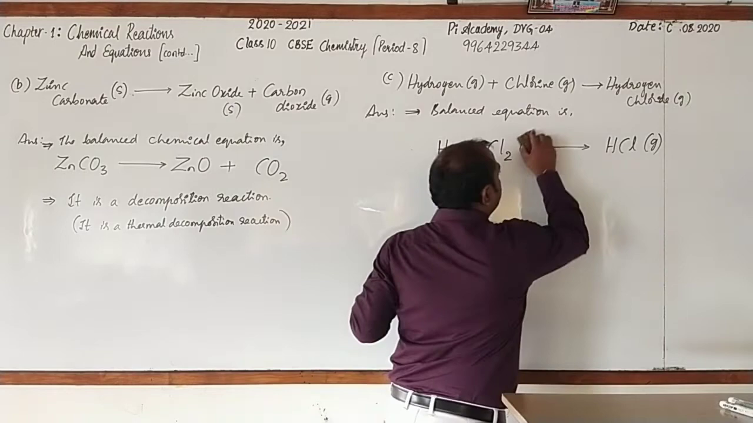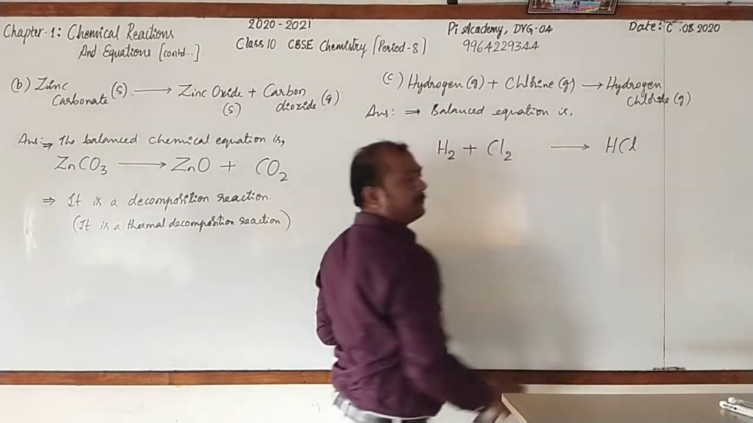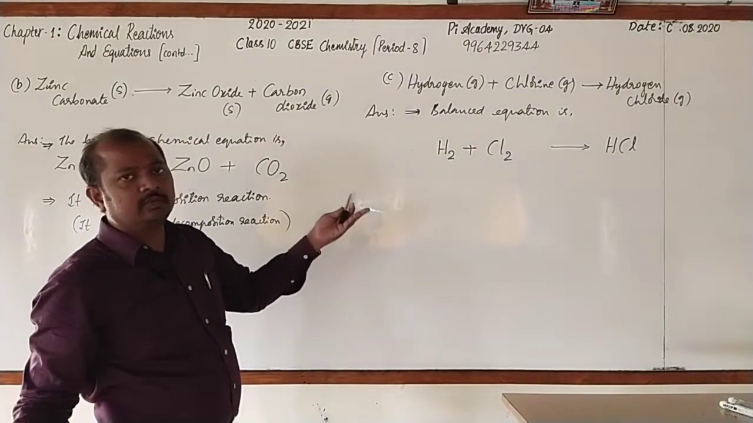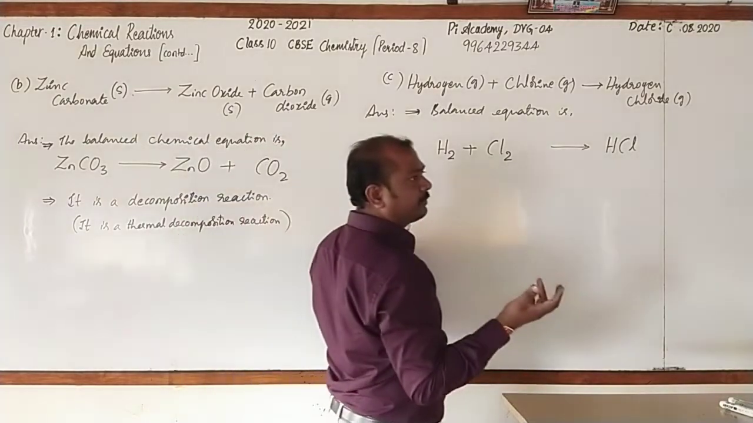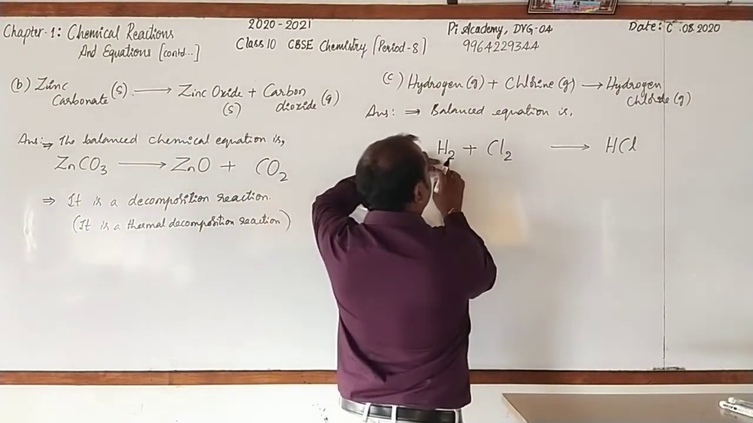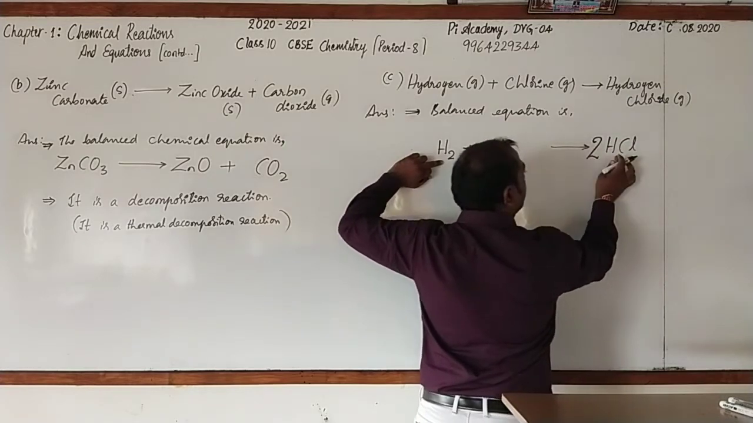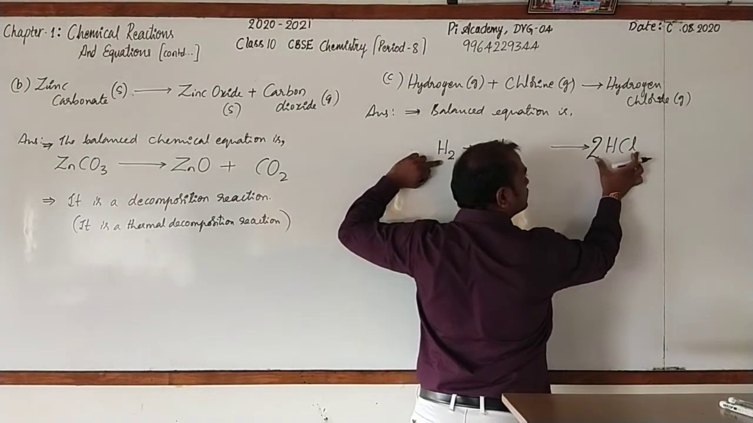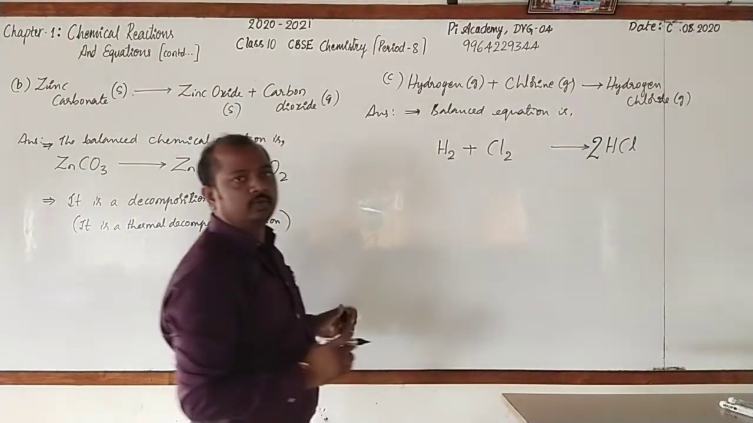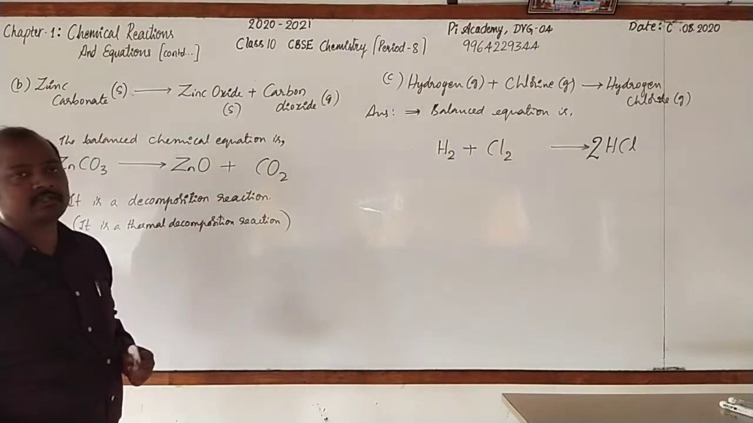Very simple. Which element has the maximum number of atoms? Hydrogen as well as chlorine. You can go for balancing any one of these two. There are two atoms of hydrogen. Here I'll write 2. Hydrogen is balanced. How many chlorine atoms? 2. Here 2. Clear? So it is a balanced chemical equation.